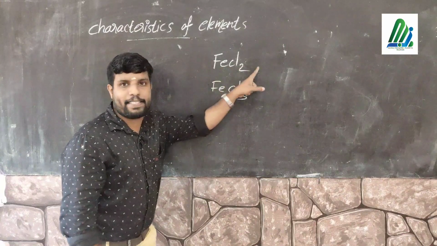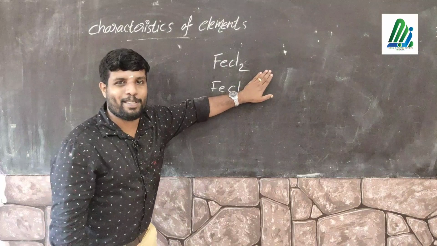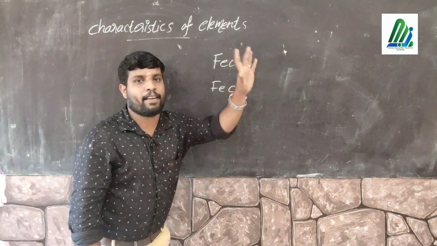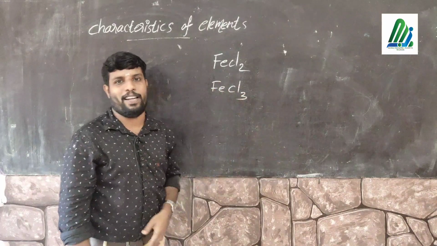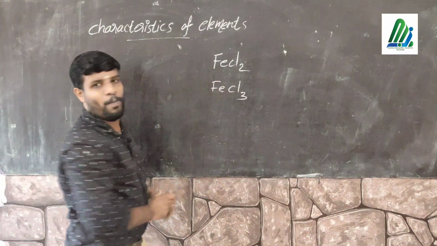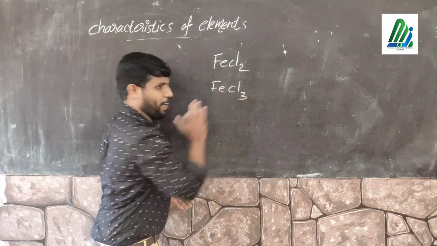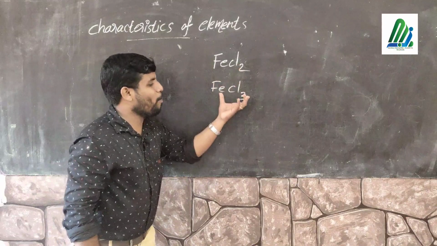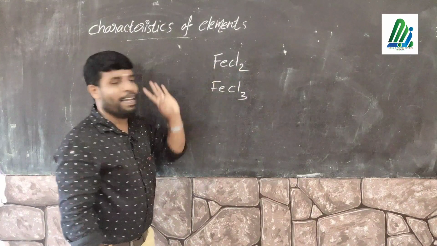One is ferrous chloride, FeCl2, that is known as ferrous chloride. And the second one, FeCl3, ferric chloride. So ferrous chloride and ferric chloride. These are the 2 compounds here. FeCl2 ferrous, FeCl3 ferric.